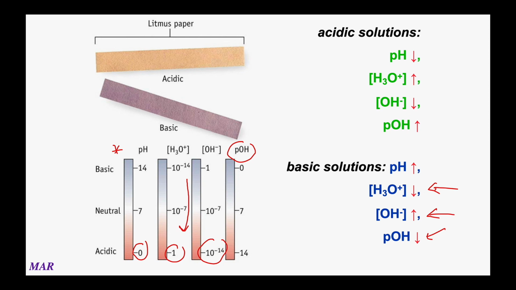So this up-down kind of thing is something you really got to get clear in your head to figure this out. It's not hard. Just kind of go through it. You can always put in random numbers. Put in a pH of 3 and figure out what hydronium, hydroxide, and pOH are. You can do the same thing with basic solutions. Put in a pH of 10 or something. Figure out what hydronium, hydroxide, and pOH are. You can see it that way too.